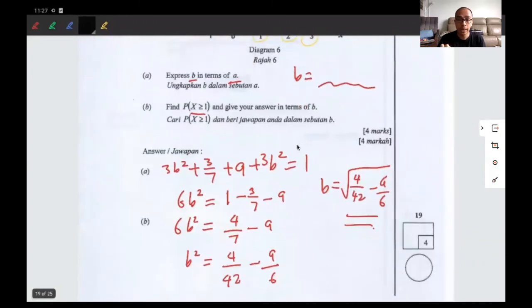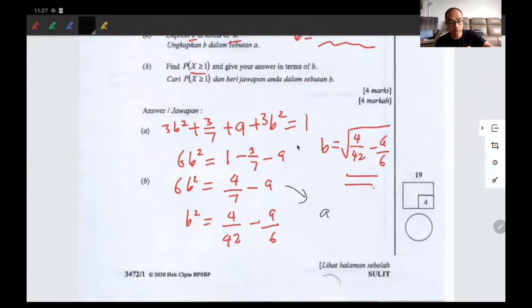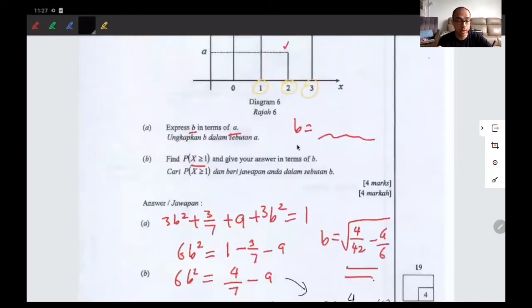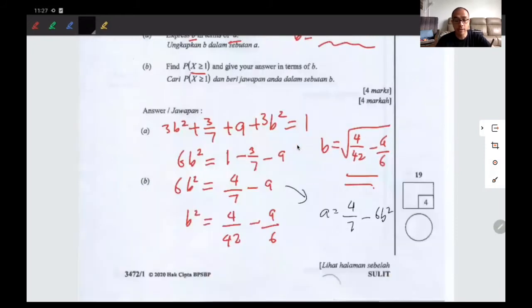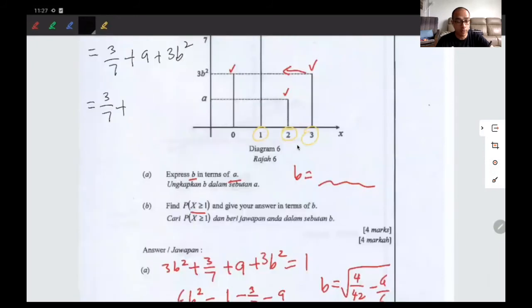Okay. Well, I guess if they want it in terms of B, then you will have to change this one so that only A is left. So A equals to 4 over 7 minus 6b squared. Okay, I bring the A across, I bring the 6b across. So then I substitute it in here. So 3 over 7 plus 4 over 7 minus 6b squared plus 3b squared.